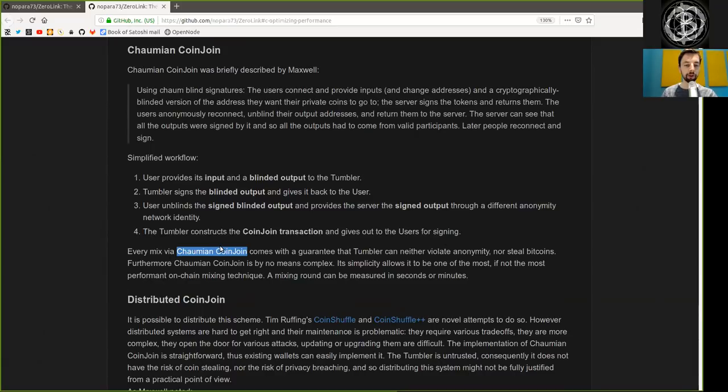Every mix via Chaumian CoinJoin comes with a guarantee that the tumbler can neither violate anonymity nor steal bitcoins. Furthermore, Chaumian CoinJoin is by no means complex. Its simplicity allows it to be one of the most, if not the most, performant on-chain mixing techniques. A mixing round can be measured in seconds or minutes.